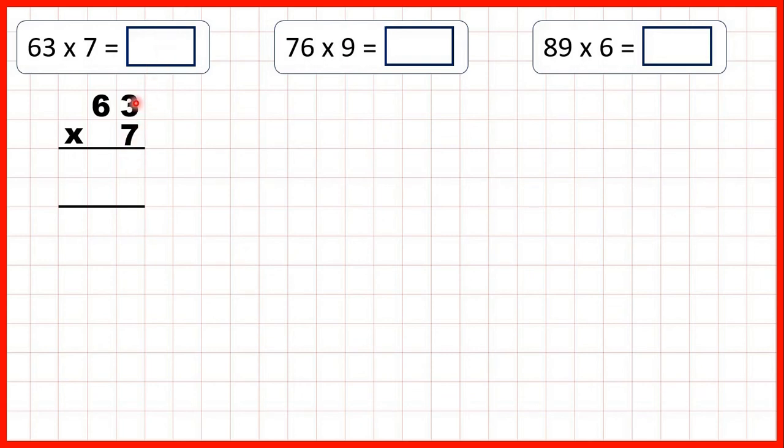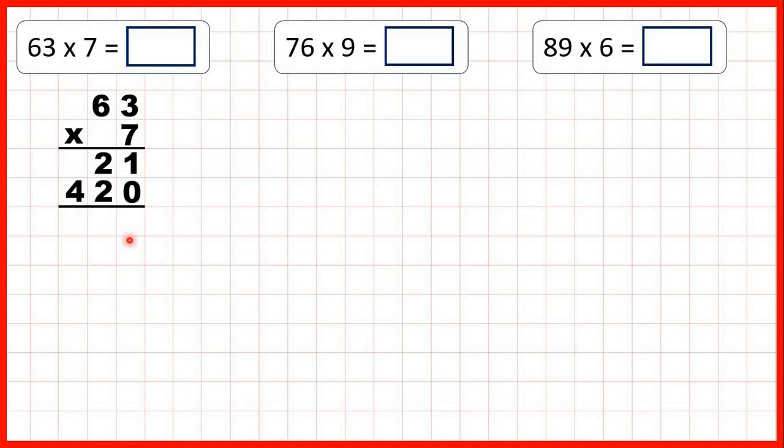So first, 3 times 7 is 21. And then we can write a 0 in our 1's digit of our second answer line. And that's because we're multiplying by the 6 that's in our 10's. So now 6 times 7 is 42. And you'll notice 420 is the answer to 60 times 7. Because remember, the 6 in 63 stands for 6 10s, so 60, and 60 times 7 is 420.